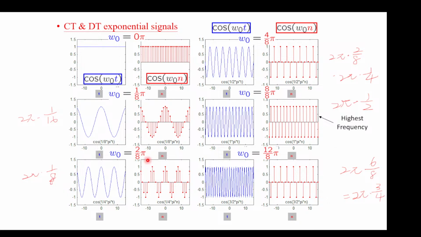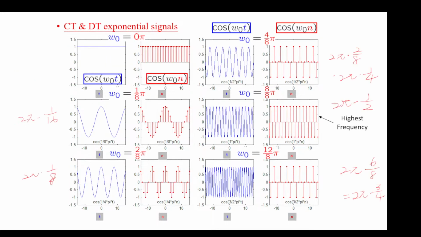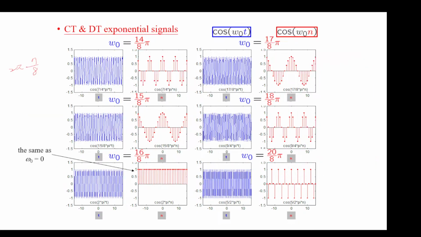So your period is 4 here, and similarly, you see things going in reverse now. Your omega naught is 14 pi over 8, so this is 2 pi times 7 over 8. So your period is going back to 8 now, and this is mirroring this one.